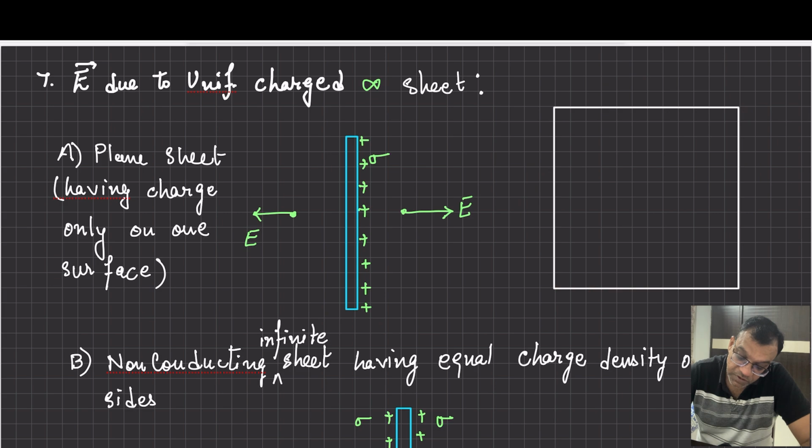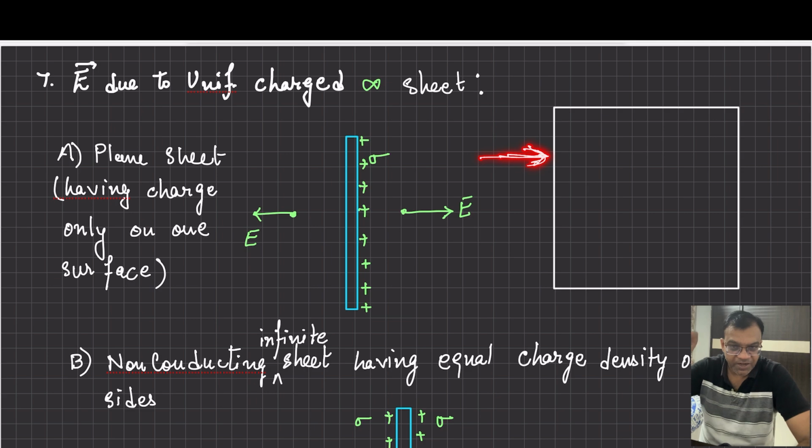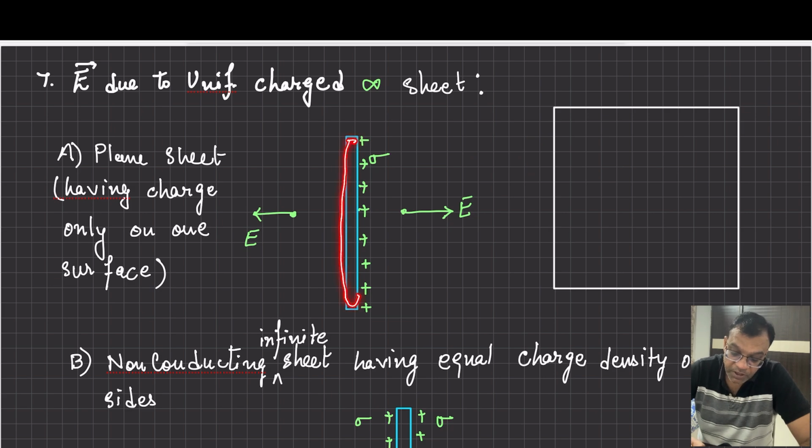Now this two-dimensional view of this sheet is shown here. If we are seeing it from this side, then it looks like a plain paper. Now this thickness is negligible, and the distance of the point where we are going to find the electric field intensity is negligible as compared to the size of the sheet, the extent of the sheet. This is the meaning of the word infinite.